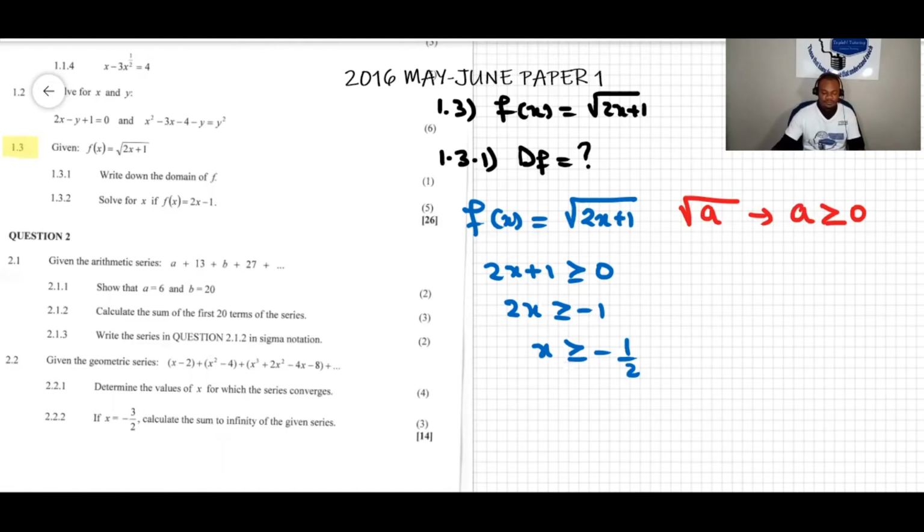So therefore, the domain of f is these values of x that are greater or equal to -1/2.